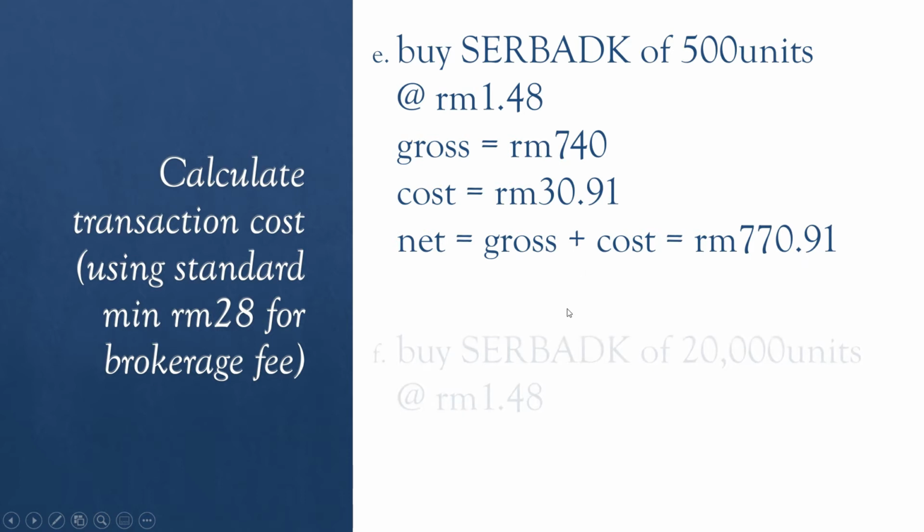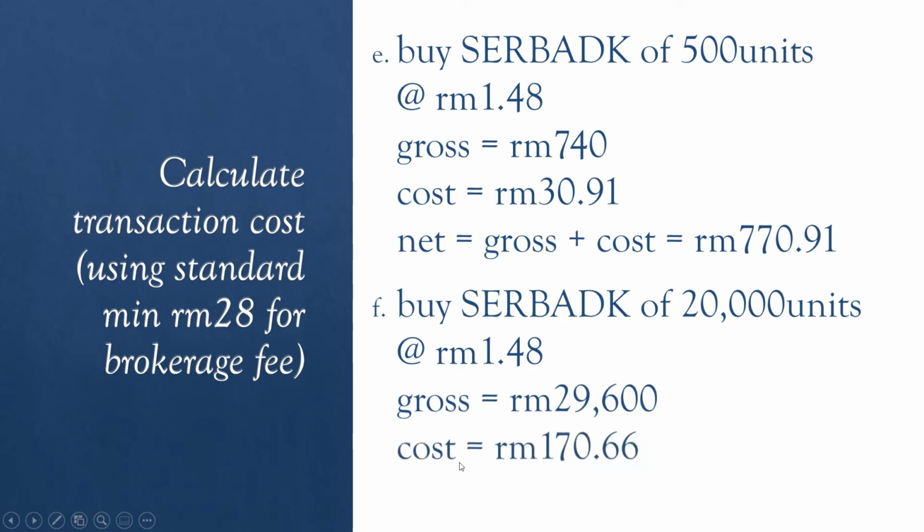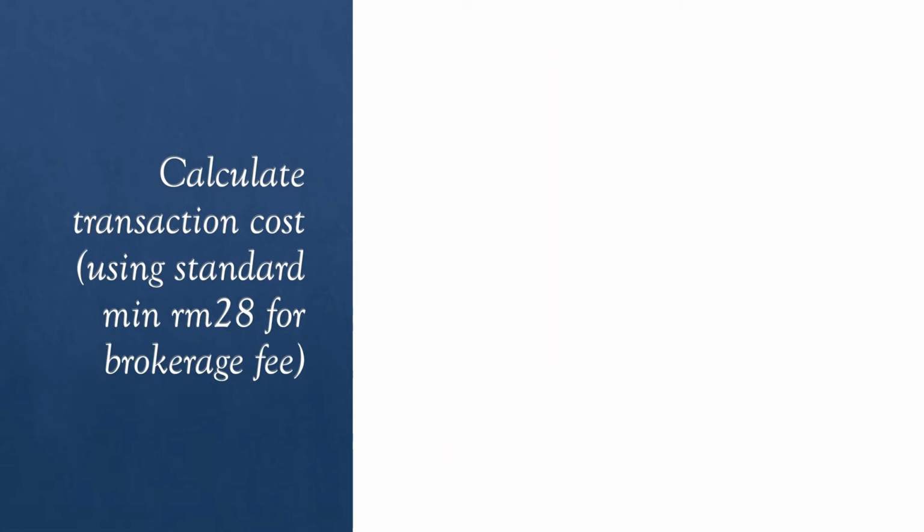Okay, what happened? Let's calculate when we buy Serba Decay of 20,000 units. At 20,000 units, same price, 1.48 ringgit. Gross will become Ringgit Malaysia 29,600. Your transaction cost is Ringgit Malaysia 170.66. So your net equals to gross plus cost, which will bring to 29,770.66. It is a huge difference, okay, but you get my point. Okay, let's see the next slide.